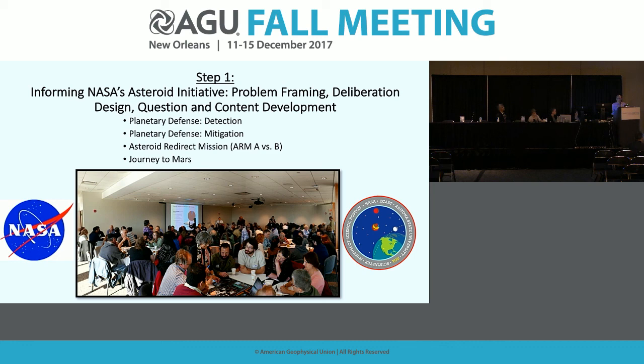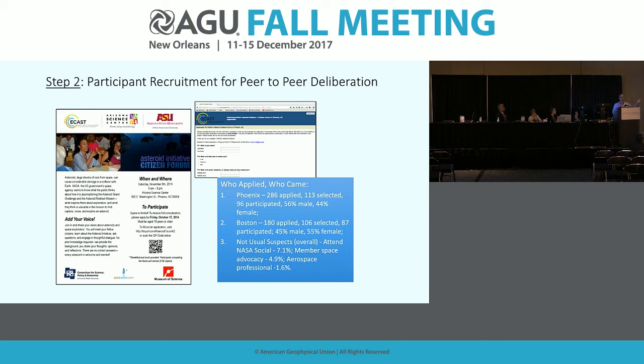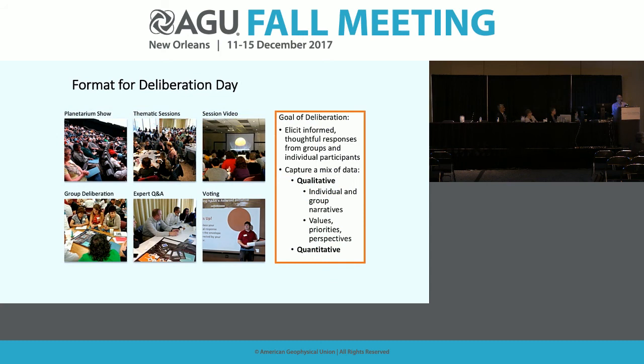So after the framing of the problem, step two was to recruit the public. We did two public forums in Boston and in Phoenix, and we recruited about 100 diverse and representative people, not statistically, but representative of the different demographics of those locations. And we had them engage for a day in informed conversations, sitting at tables of six with a neutral facilitator. The day began with a planetarium show where they got an overview of asteroids and all the issues associated with that, the asteroid redirect mission and the journey to Mars.